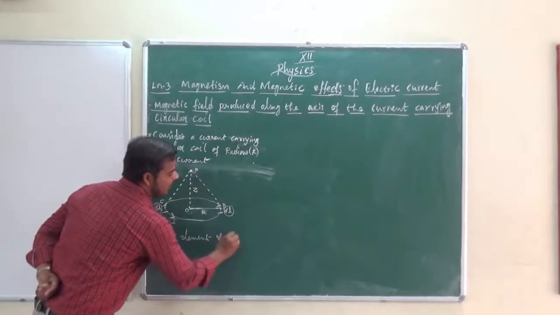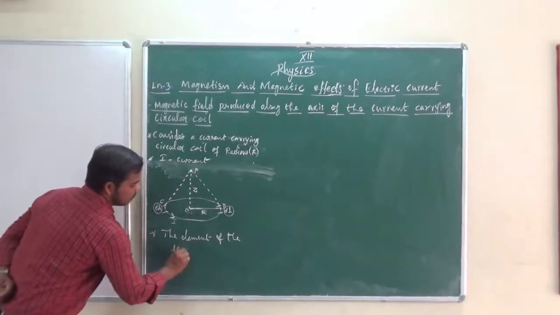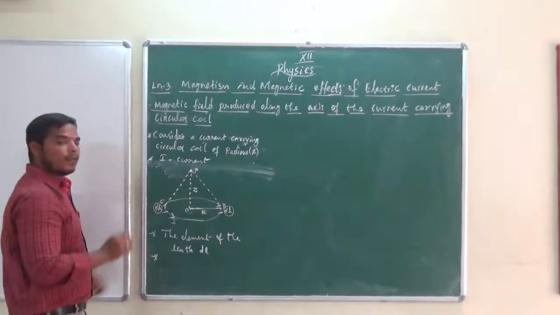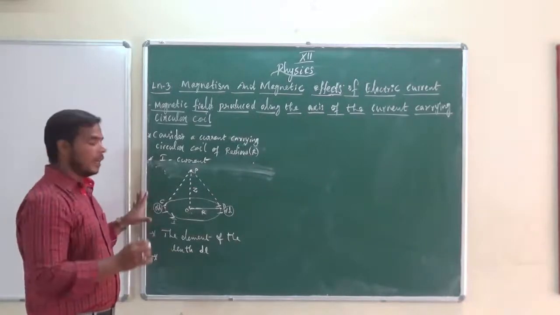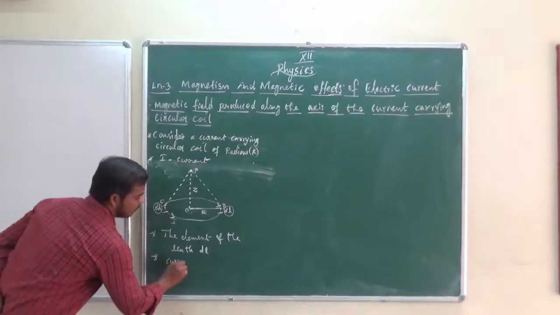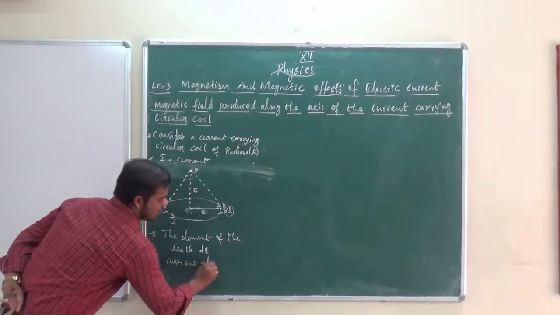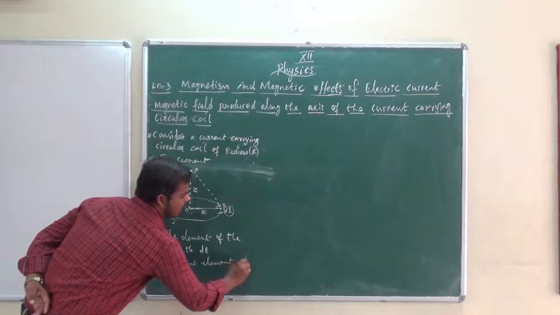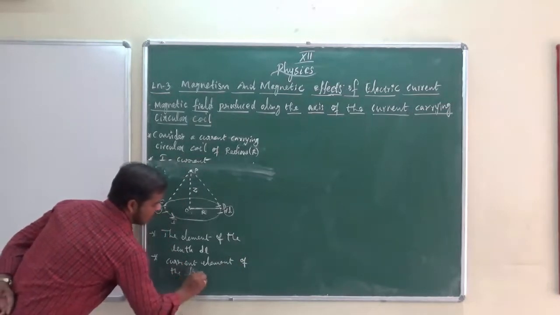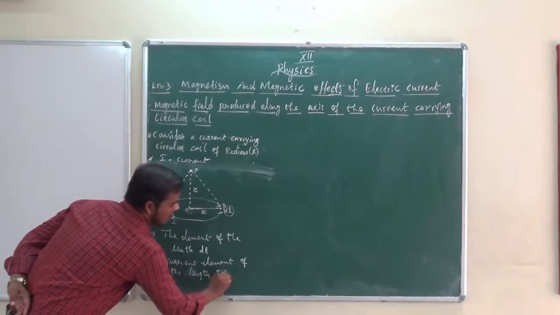The element of length. What is that element of length? dl. And where is the element present? In the circular coil, which carries the current. So the current element of length is represented by I dl.